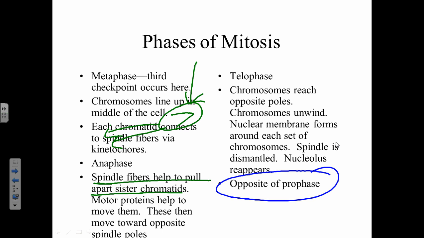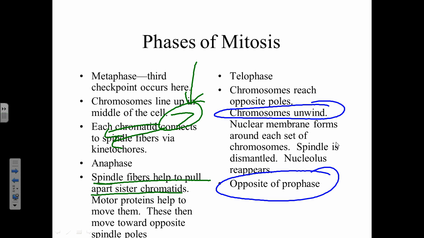So let's think about that for a second. Remember during prophase, what happened to the DNA? What happened to the DNA during prophase, the first stage of mitosis? It wound up to make a chromosome, right? Well, notice that in telophase, the opposite happens. The chromosomes unwind and go back to being what? What's an unwound chromosome? Unwound DNA called? Chromatin. So the chromosomes unwind, they go back to being chromatin.